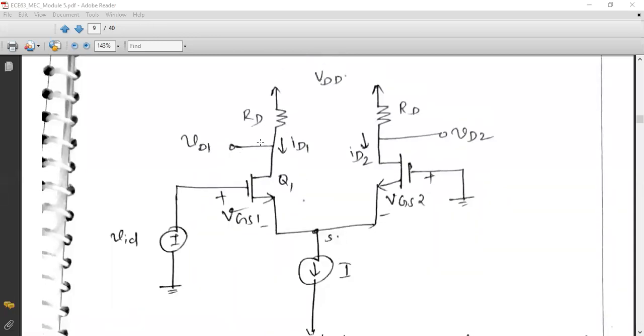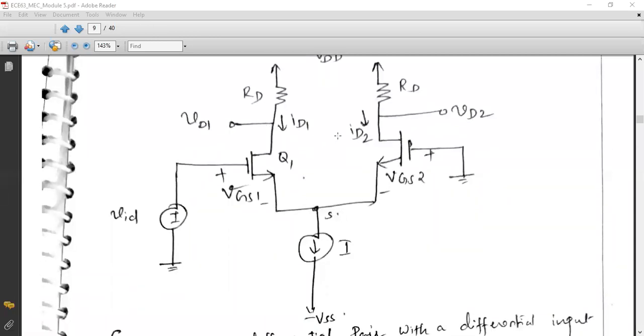So this is a circuit configuration of a differential amplifier. Someone tell me what is the difference between the common mode and differential mode configuration in terms of connection. In terms of circuit diagram and its connection, tell me the difference between the common mode and differential mode.